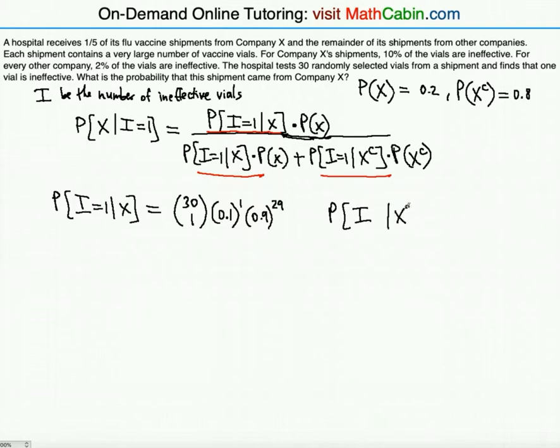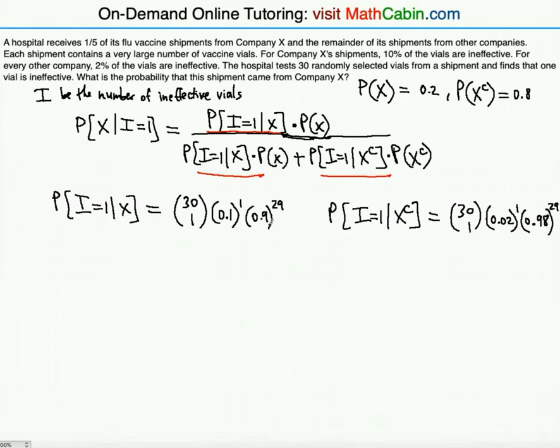Okay, and now we have to find the probability that given that the shipment came from the other companies, what is the probability that there will be exactly one ineffective, right? And that will be the same thing. We're going to choose 1 from 30. The probability will be not 10%, the individual probability of selecting an ineffective one. It will be 2%, right, from every other company. So 0.02 raised to the first power, and then the complement of that probability will be 98%, right? So 98% in other companies will be effective. So 0.98 raised to, again, the 29th power.